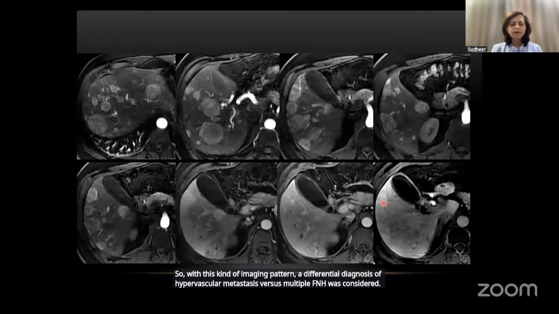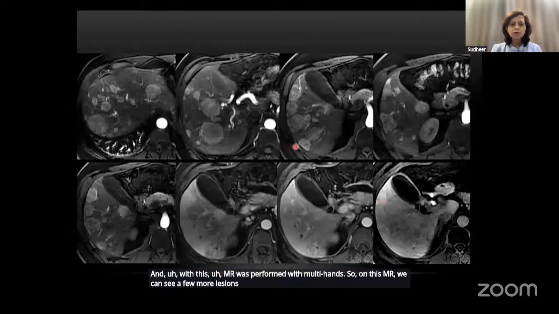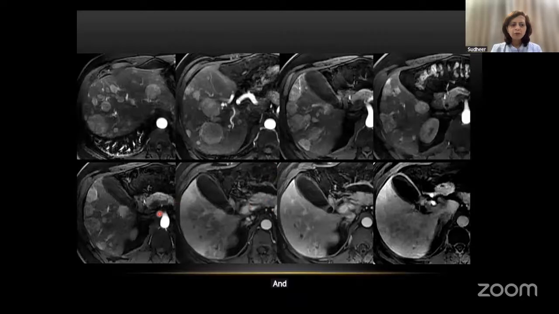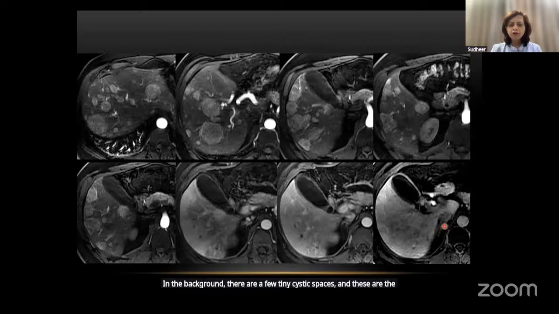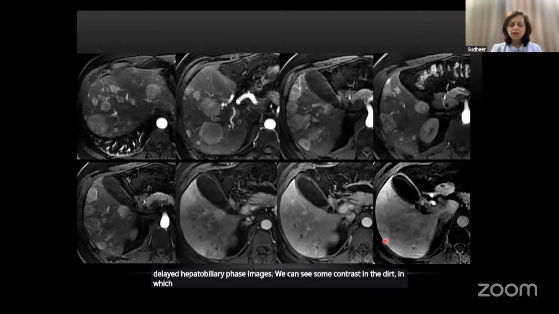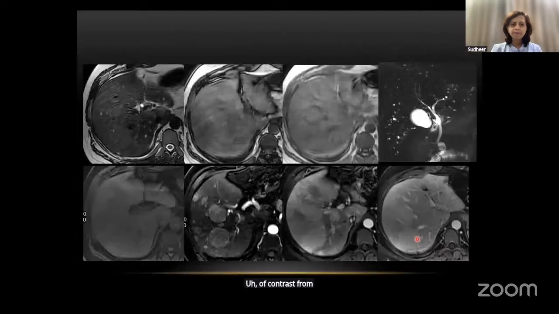With this, an MR was performed with multihance. On this MR, we can see a few more lesions distributed throughout the liver parenchyma, in both the lobes. On post-contrast images, as on CT, the lesions are iso to hyper-enhancing. In the background, there are a few tiny cystic spaces. And these are the delayed hepatobiliary phase images. We can see some contrast in the duct, in which the lesions were again iso to hyper-enhancing. So there is no washout of contrast from the lesions.